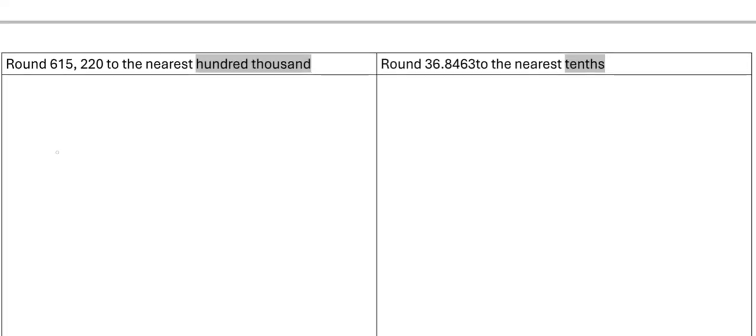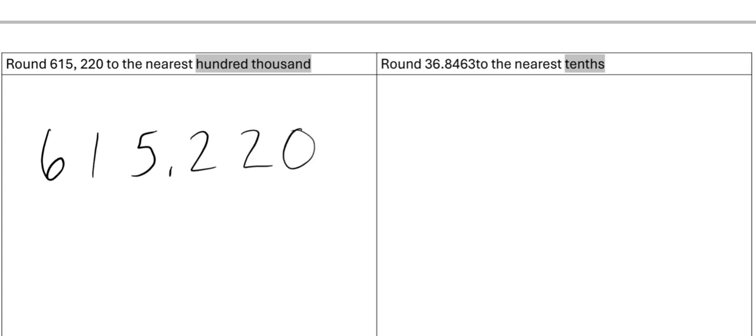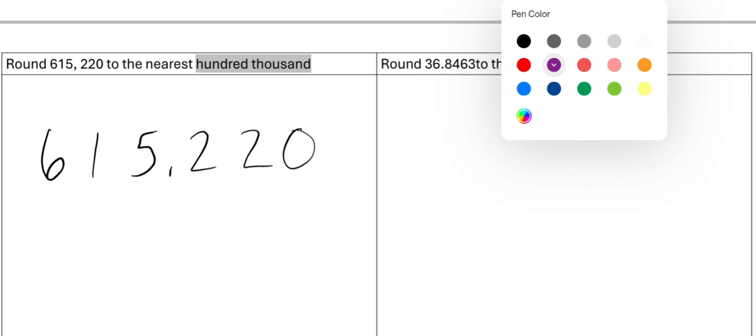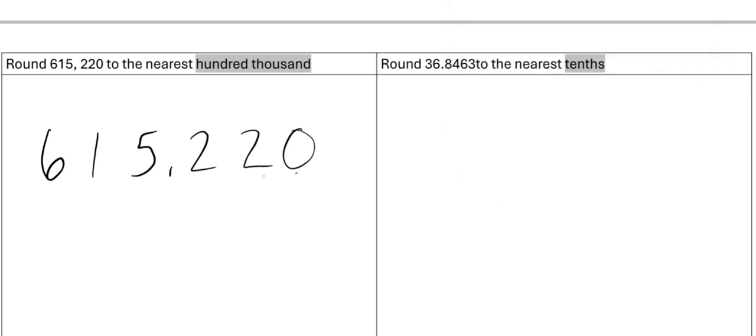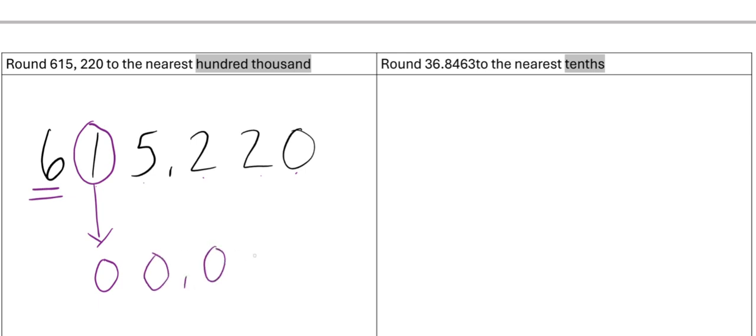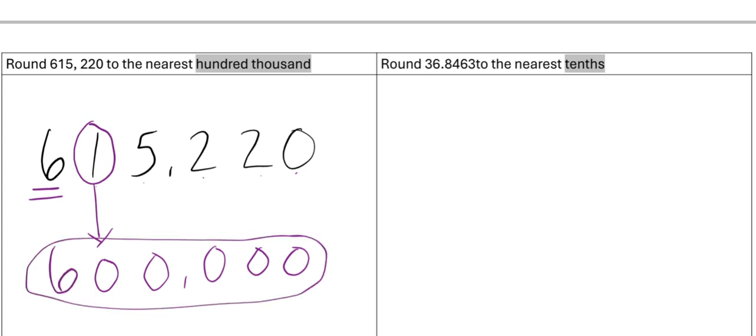Okay, write my number. Okay, underline my place value. It says 100,000. This is my ones, tens, hundreds, thousand, 10,000, 100,000 right here. I circle my partner. This lets me know where my zeros start. Everything to the right becomes a 0. And it is a 1. With a 1, I stay. So then all I do is copy the 6. The 6 stays the same. Nothing is done to the 6. So then that's my answer right there.